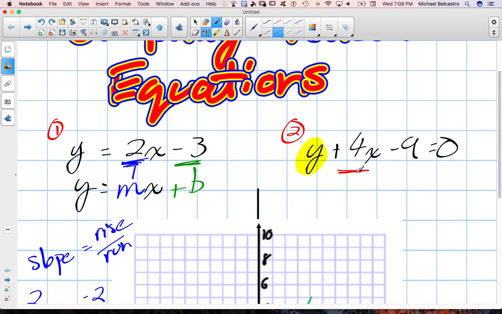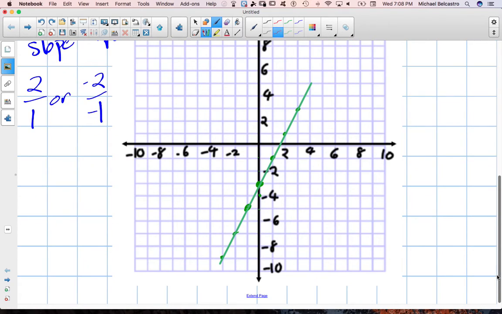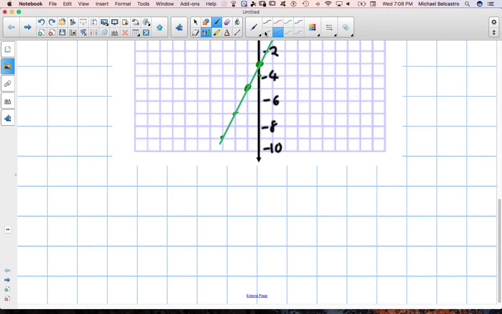So that's this positive 4x and this -9. Now, I can move those two, or I could just move the y. That would work also. I will quickly, below the graph, show you the difference between the two and how they're roughly about the same number of steps.